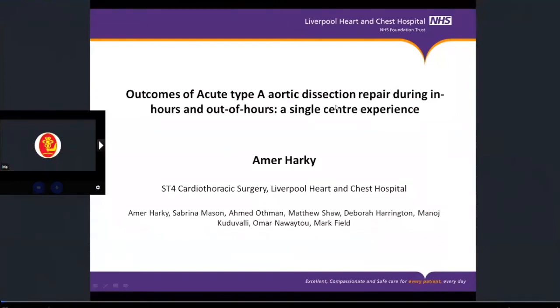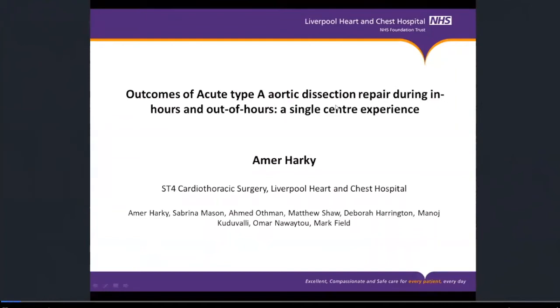Good afternoon, everyone. My name is Amir Harki, and I'm an ST4 in cardiac surgery at Liverpool Heart and Chest Hospital. I would like to thank the organizing committee for giving me the opportunity to present our study today. I will be presenting our experience and outcomes in acute type A aortic dissection patients that were operated on in-hours versus out-of-hours over a period of 21 years, divided into 2 significant cohorts: before the existence of a specialized aortic rota and after the implementation of the specialized aortic rota.